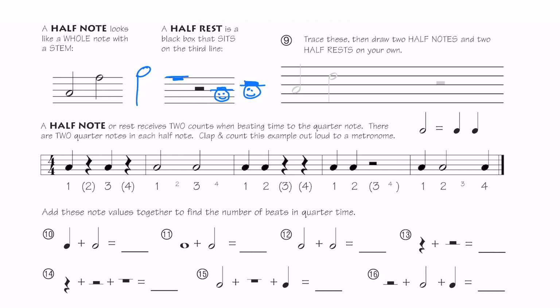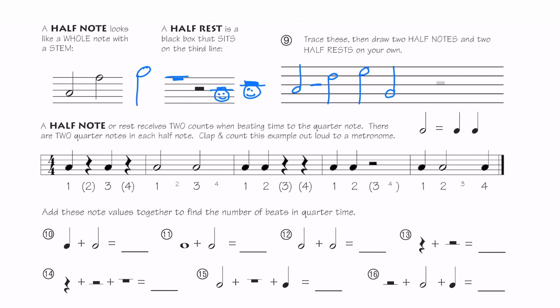All right, let's trace a couple of half notes. Got the note head. Even though it's not colored in, it's still called a note head, and the stem. And remember, here is the third line, so my stem attaches on the left side and goes down. Let's draw a couple more. If I go way up here, stem goes down. If I go way down here, stem goes up.